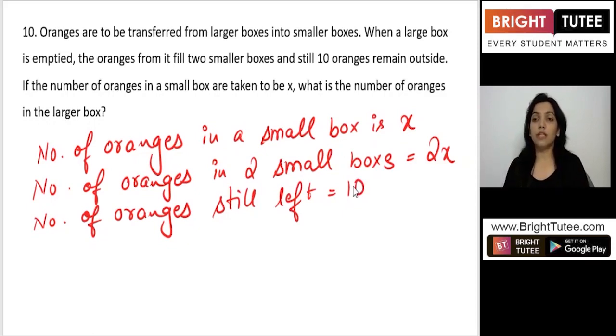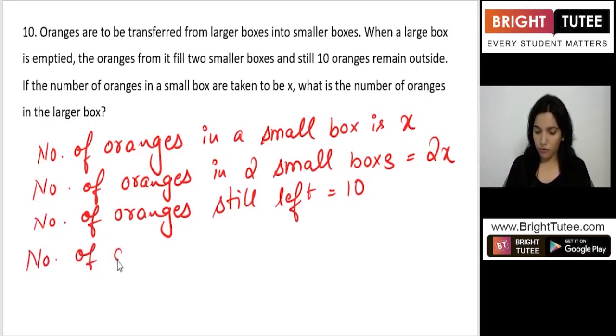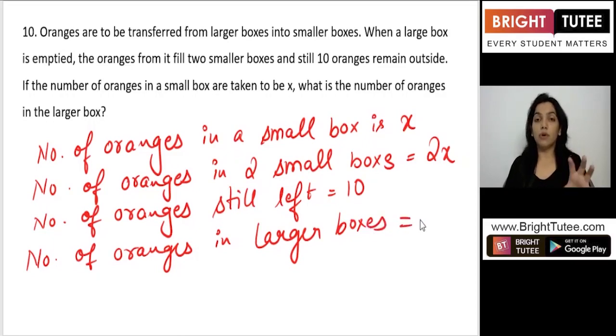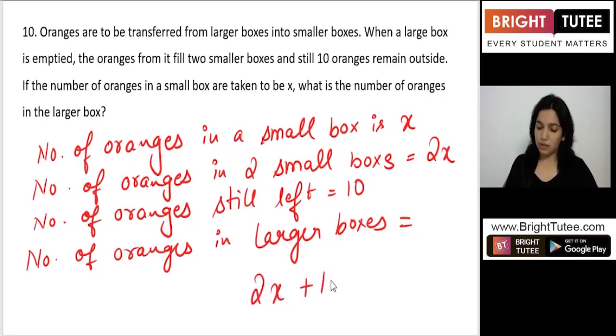So what do we need? We need to find the number of oranges in the large box, right? So number of oranges in larger boxes, what is it? It is the number of small boxes that is used and the number that is remaining. So it is 2x plus 10.